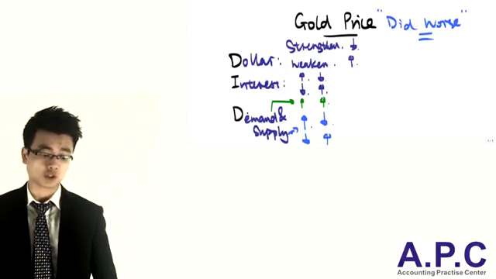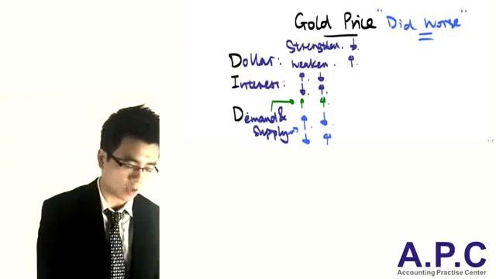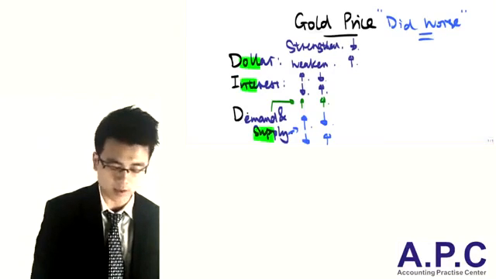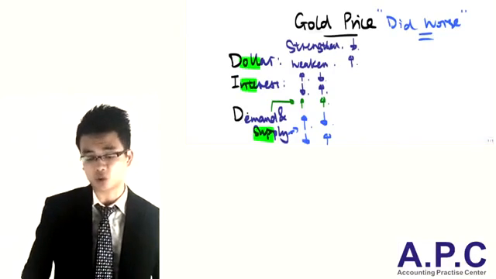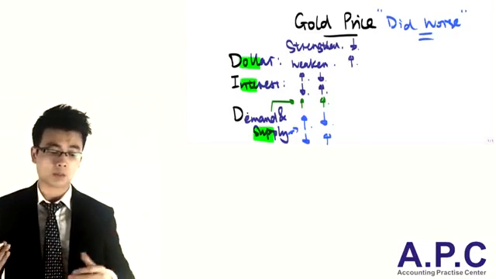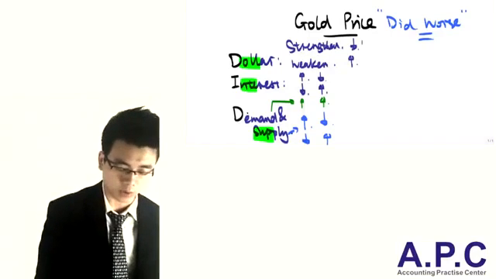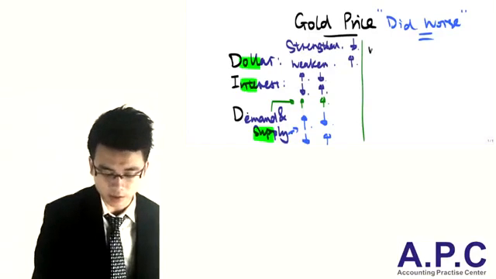It's the positive relationship. So, on the left-hand side of the page, as you can see, the dollar, interest rate as well as the supply would be the negative relationship, which means as one increases, another will decrease. But for demand, it's the positive relationship. So let's look at the right-hand side, which is the VERSE.